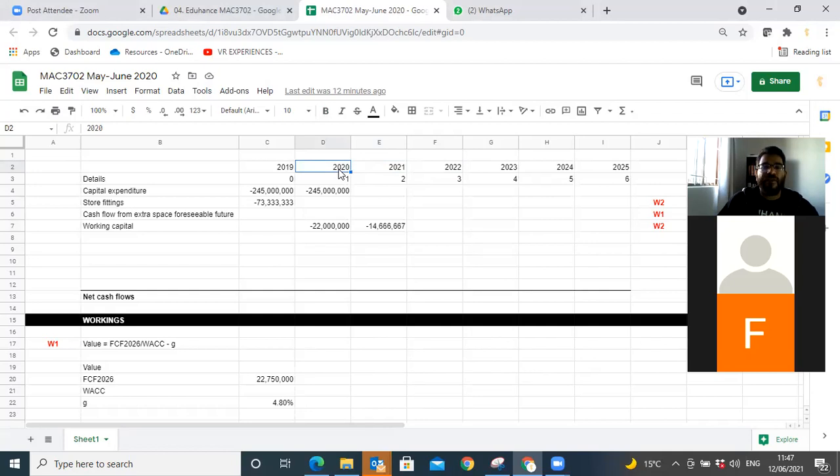So if a cash flow happens at the beginning of 2020, you put it into the previous year, because the previous year, 2019, represents the end of 2019, which is the same thing as the beginning of 2020. So the first capital expenditure happened at the beginning of 2020. You can't put it into 2020 because 2020 represents the end of 2020. So where do you put it? You want it at the beginning of 2020. So the beginning of 2020 is the same thing as the end of 2019.